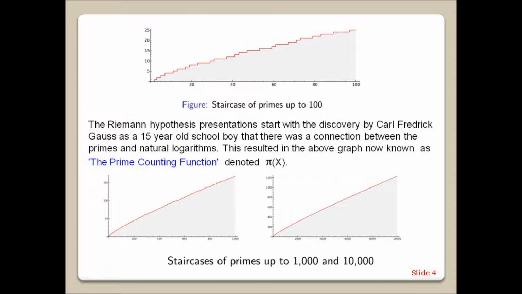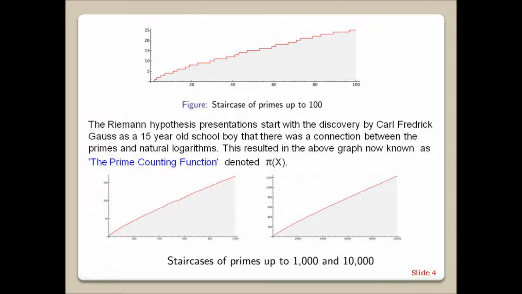This, coupled with the fact that mathematicians have set their stall out to find a way to enable them to estimate the number of primes up to any given number n, has become known as the prime counting function, denoted πx and shown in the above graph.